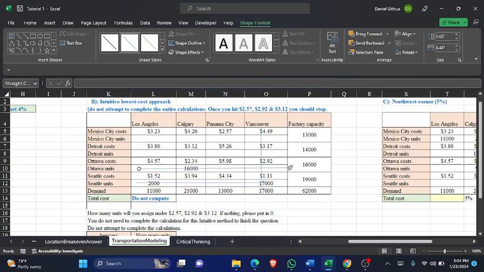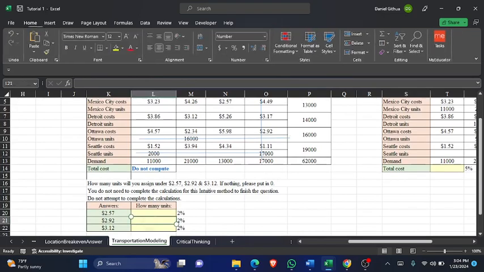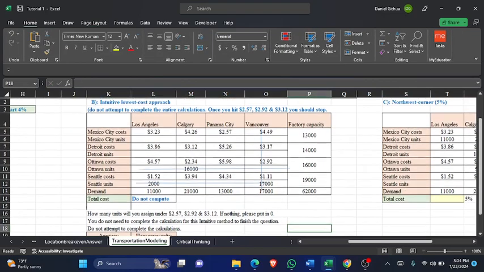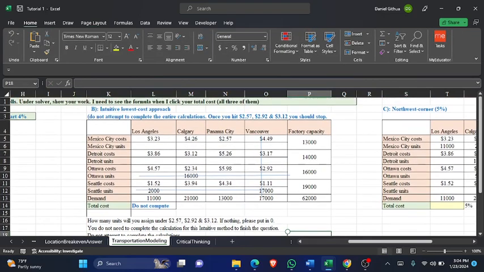And our question was asking how many units will you assign to $2.57, $2.92, and $3.12. As we can see, we have closed out this one, meaning that for $2.92, we can only assign zero units. Yes, that is correct.